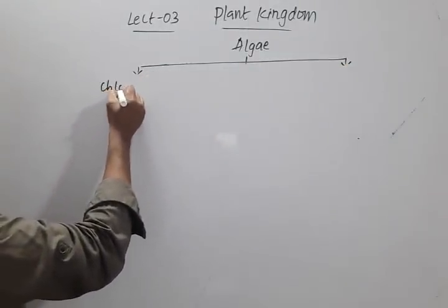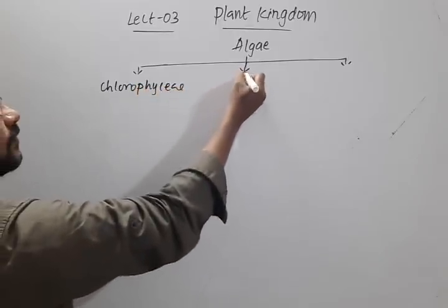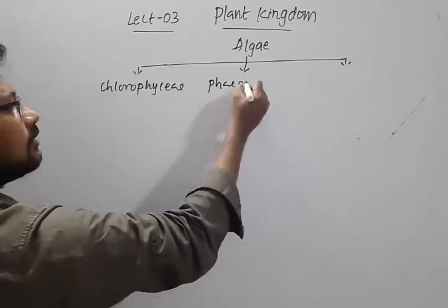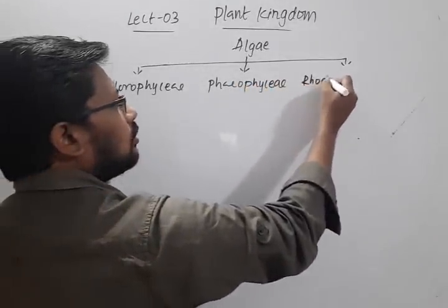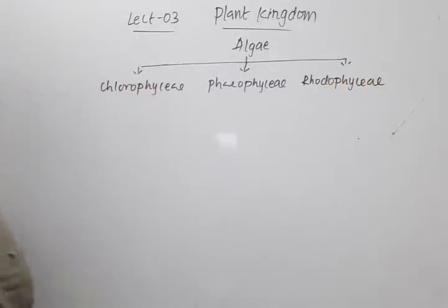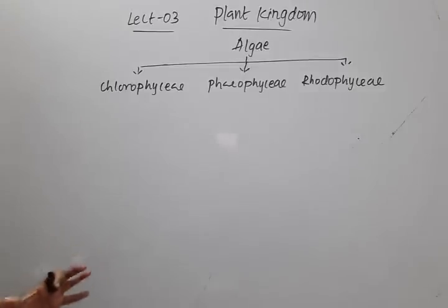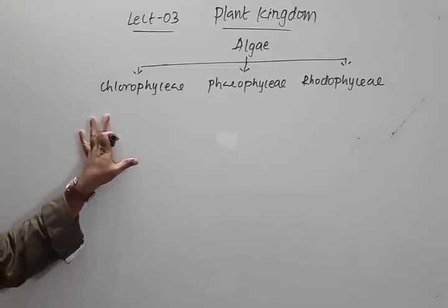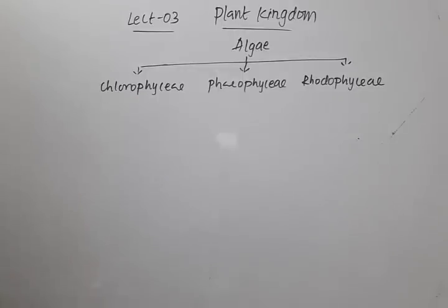So they are Chlorophyceae, then Phaeophyceae, and Rhodophyceae. These are the three classes of the group algae. Now I'm going to discuss them individually. First we'll see the characters of Chlorophyceae and then Phaeophyceae, and lastly we'll see about Rhodophyceae.